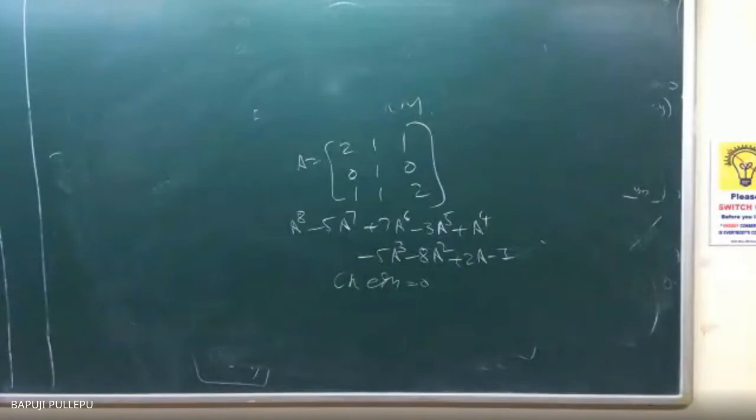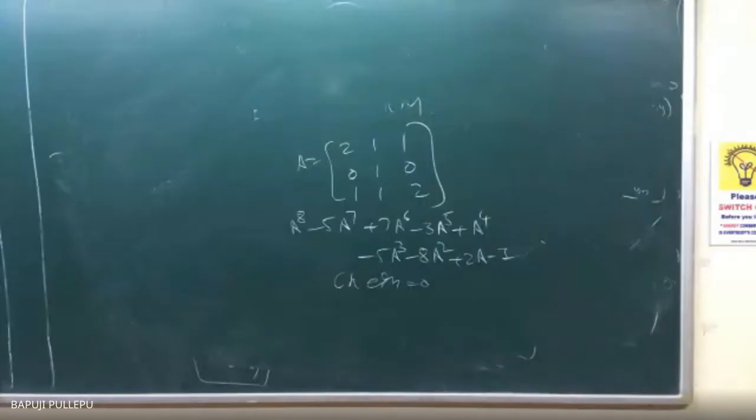Sir, can you please repeat the question once? Actually, I got disconnected. A power 8 minus 5A to the power of 7 plus 7A to the power of 6 minus 3A to the power of 5 plus A to the power of 4 minus 5A cube minus 8A square plus 2A minus I. Evaluate the following matrix value is asked. He is not asking to prove that this is equal to 0. This value is what he is asking.